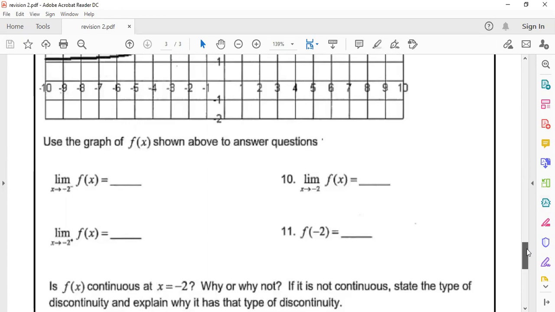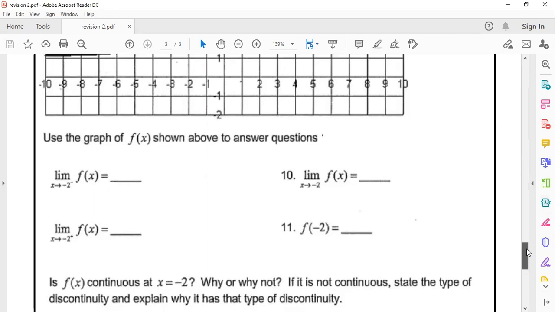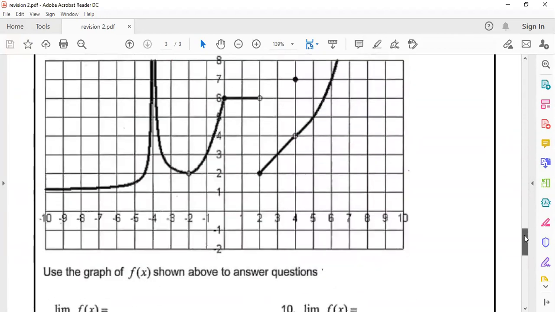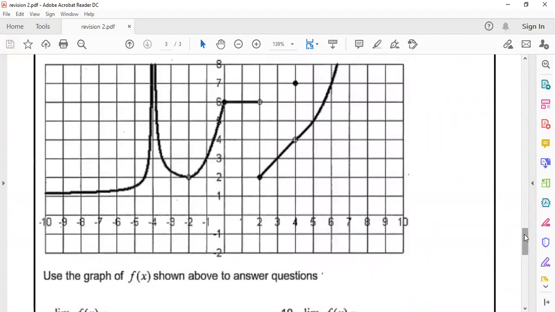Is f of x continuous at x equal -2? That is the first question. Second one, why or why not? If it is continuous, tell me why. If it is not continuous, tell me why. If it is not continuous, state the type of discontinuity and explain why it has that type of discontinuity. How many questions? 1, 2, 3. Okay, 4 questions. Look here. I have to help you, focus with me. Very good question.